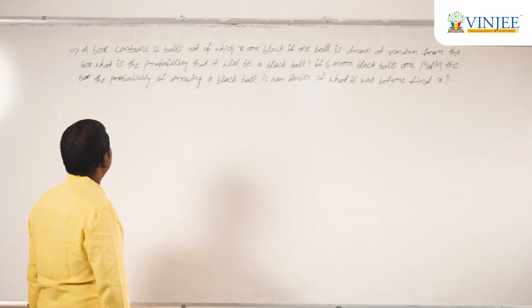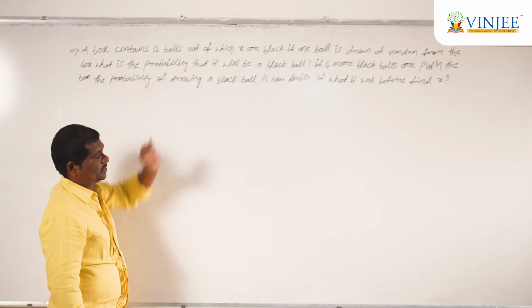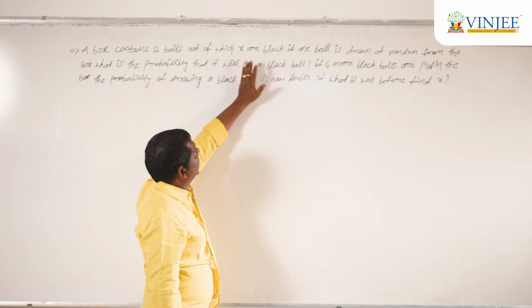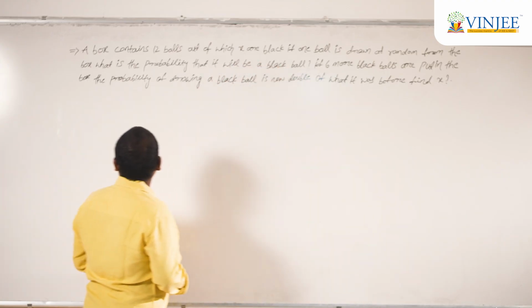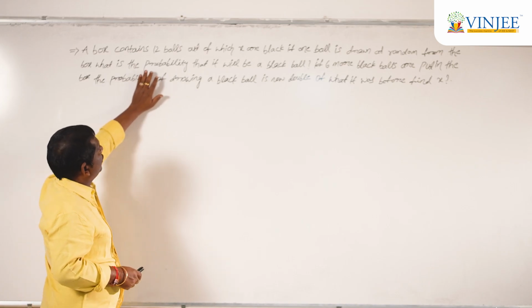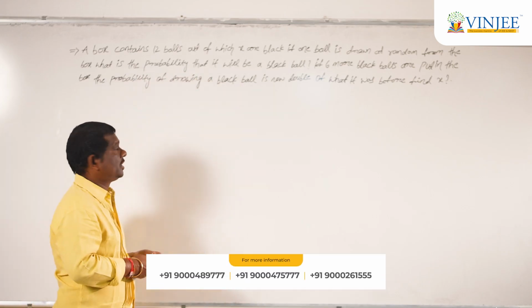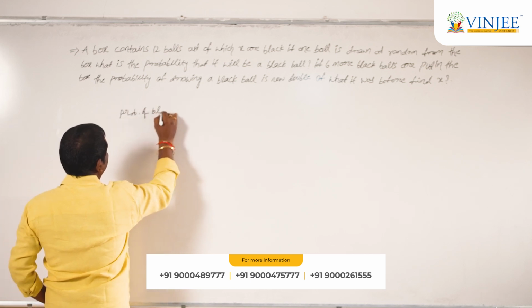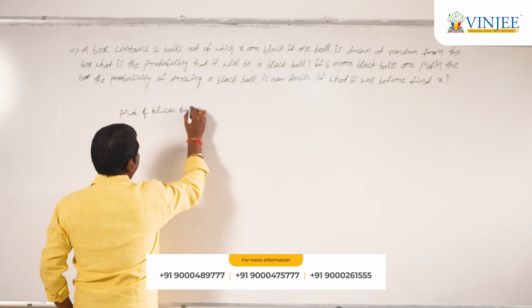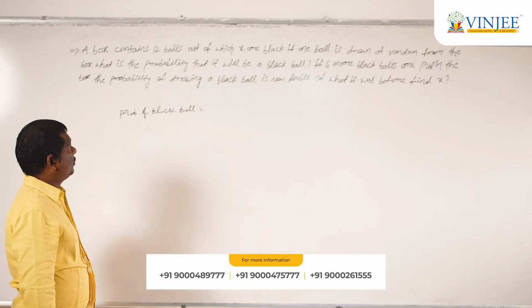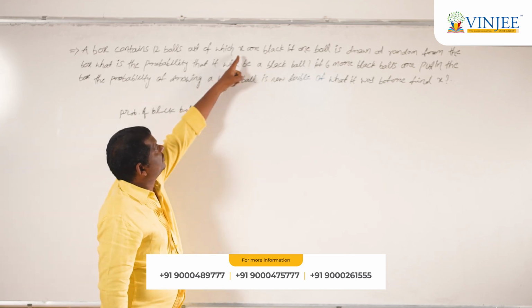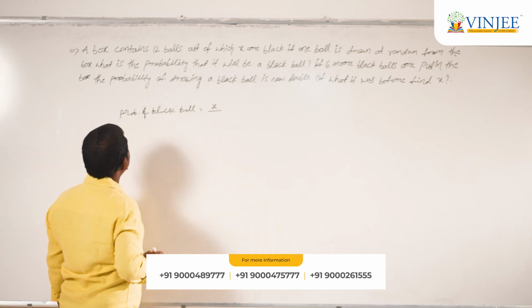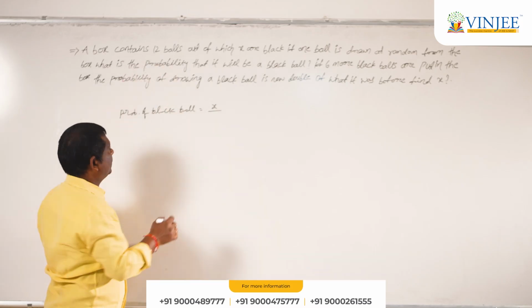See here. A box contains 12 balls. Total number of balls will be 12. Out of that, X are black balls. Now here, first what is he asking? Probability that it will be a black ball. Probability of a black ball: we have to take a black ball from X black balls. Therefore it will be X by the total number of balls, 12, so X by 12.